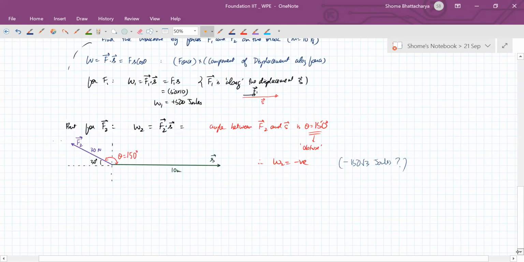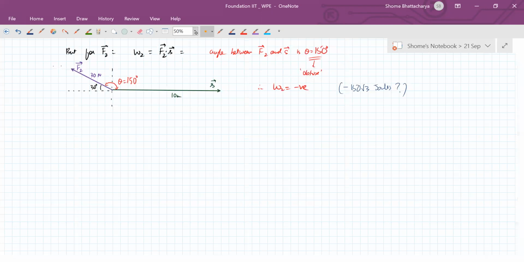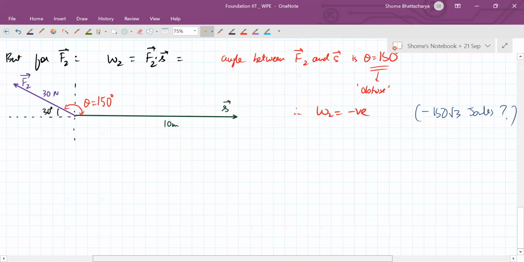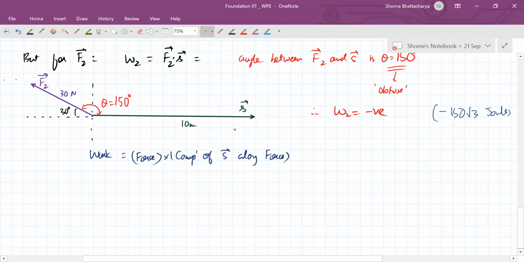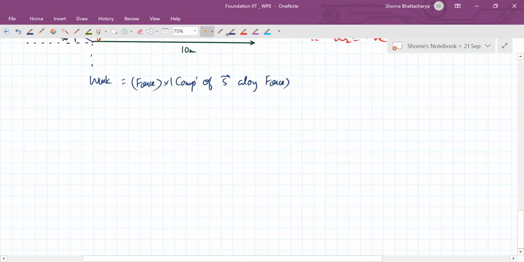So, we can understand this question in this way, that let's go back to the basics and understand the definition of work done. So, definition of work done क्या होता है? The definition of work done is, it is force multiplied by component of displacement along the force.